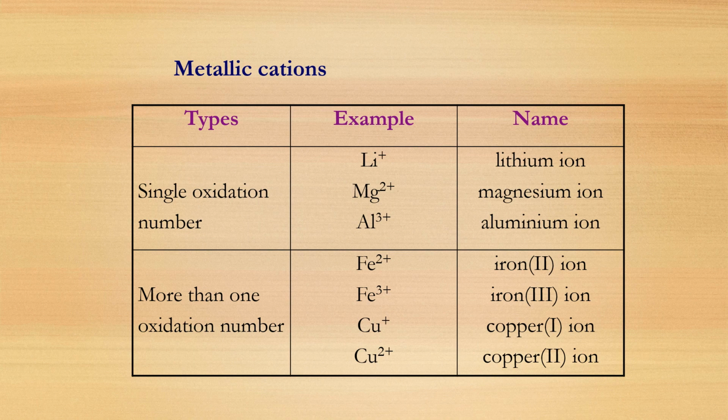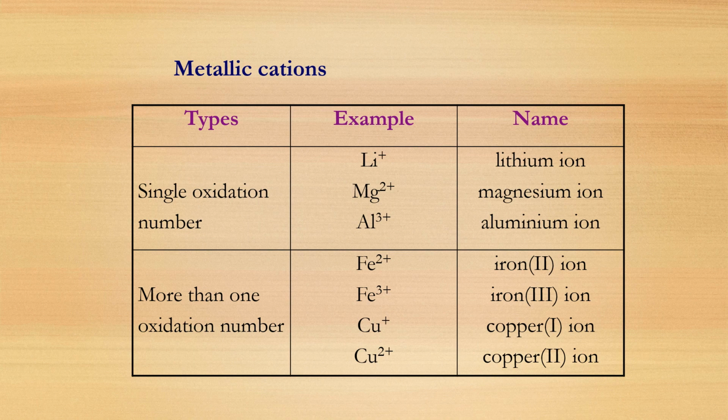This table shows the metallic cations. It has two types: single oxidation number and more than one oxidation number. Ions with a single oxidation number are Li+, Mg2+, and Al3+, whereas ions with more than one oxidation number are Fe2+ and Fe3+, Cu+ and Cu2+.